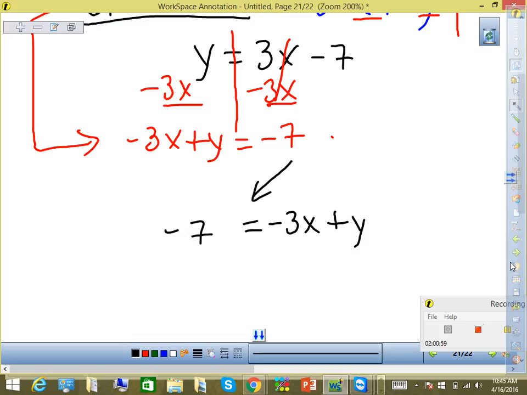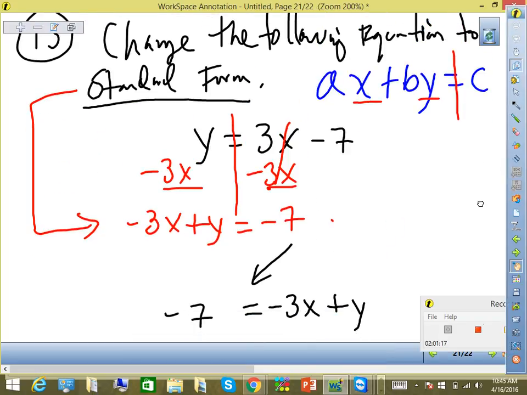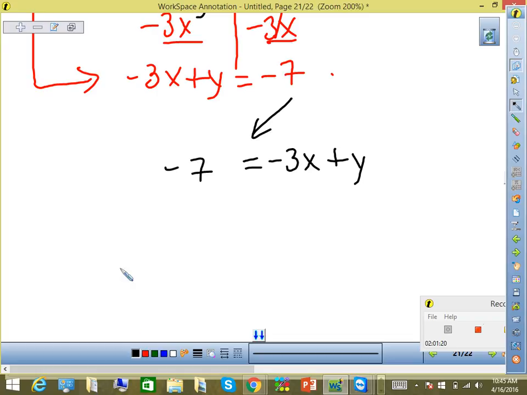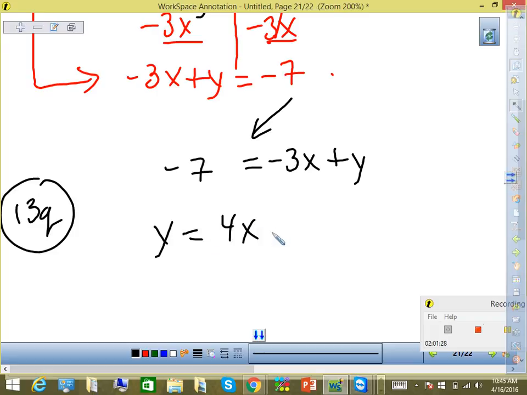All right, see if you can do this next one by yourself. Number 13Q. Y equals 4x plus 2. Change that into standard form, please. And write it both ways, like we did right now. Go.